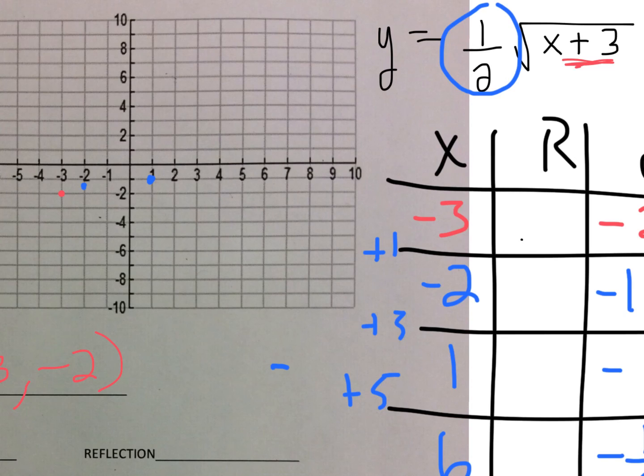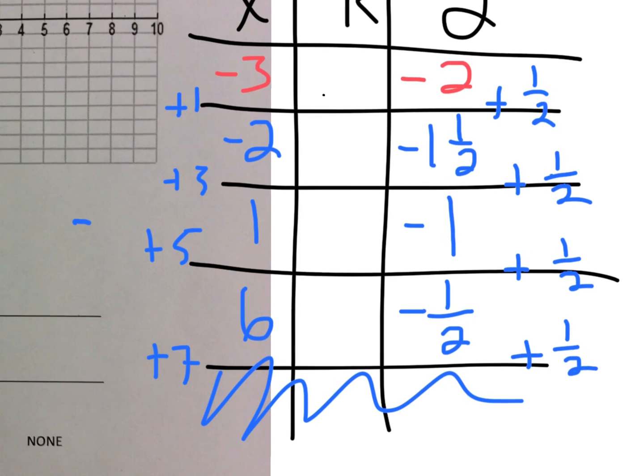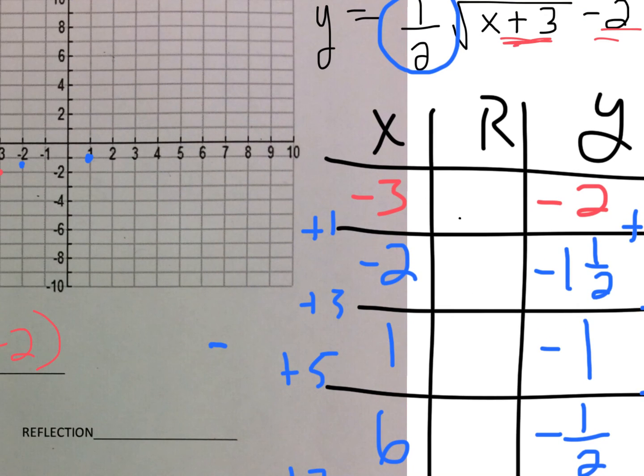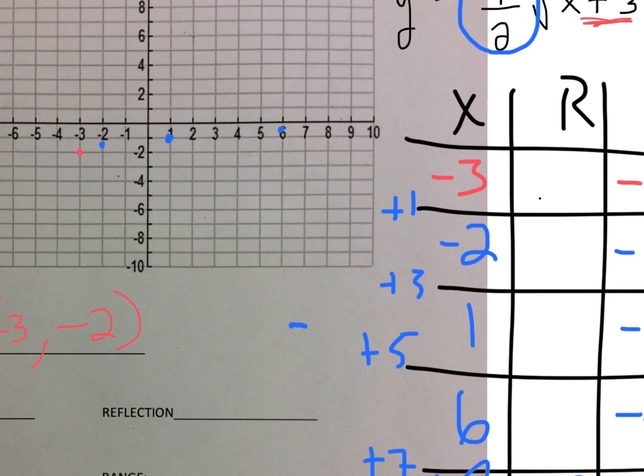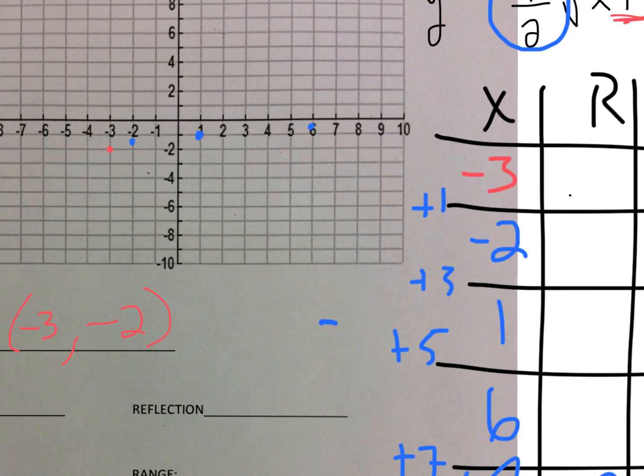Bob Ross used to say, you don't make mistakes. We have happy little accidents. And then we have 6 by negative 1/2. So 6 by negative half is right about there. Okay, so now, let's wrap this up. Very shallow graph. Alright, so here we go. So let's figure out the rest of this thing.